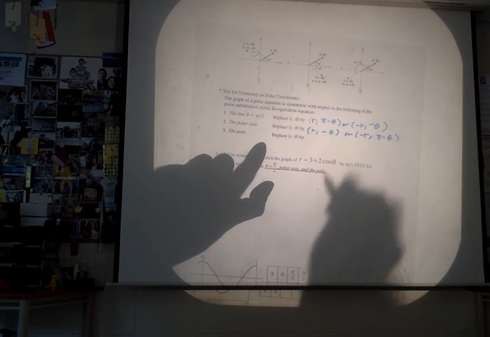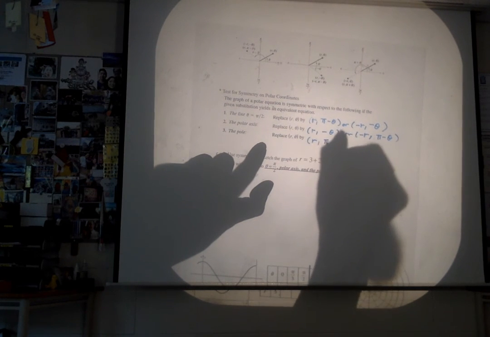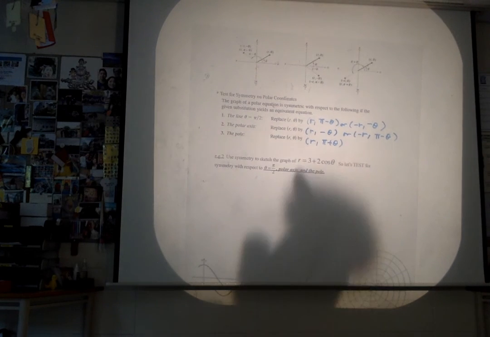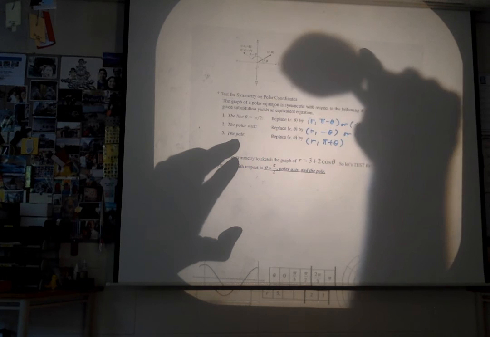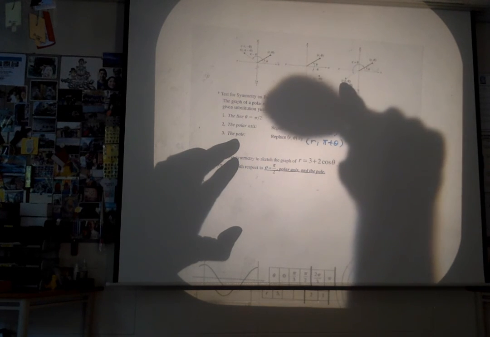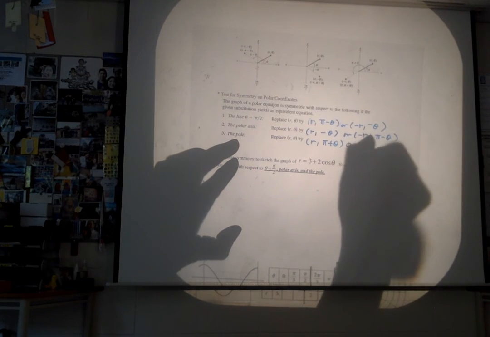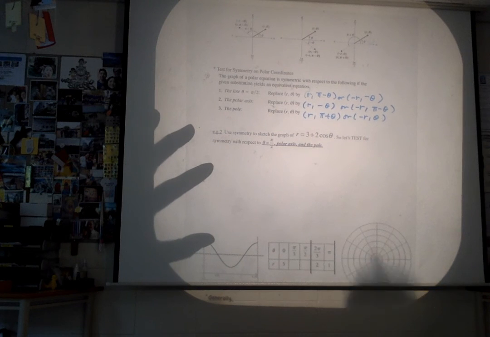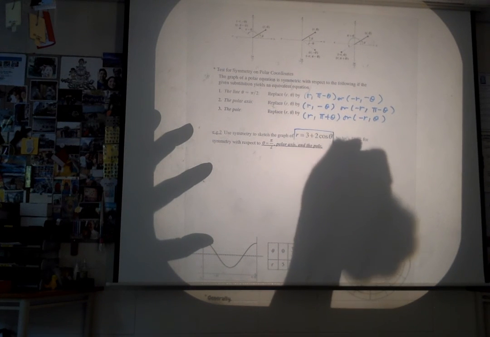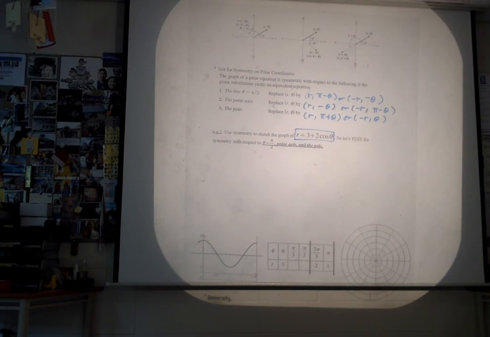And for the pole, the r is the same, with pi plus theta. Try to understand these. Look at this. Aren't you going from this r and adding a pi to get here? So try to make sense of it: (negative r, theta). Okay, now let's draw an example. It says to use symmetry to sketch the graph of r equals 3 plus 2 cosine theta. So let's test for symmetry first.